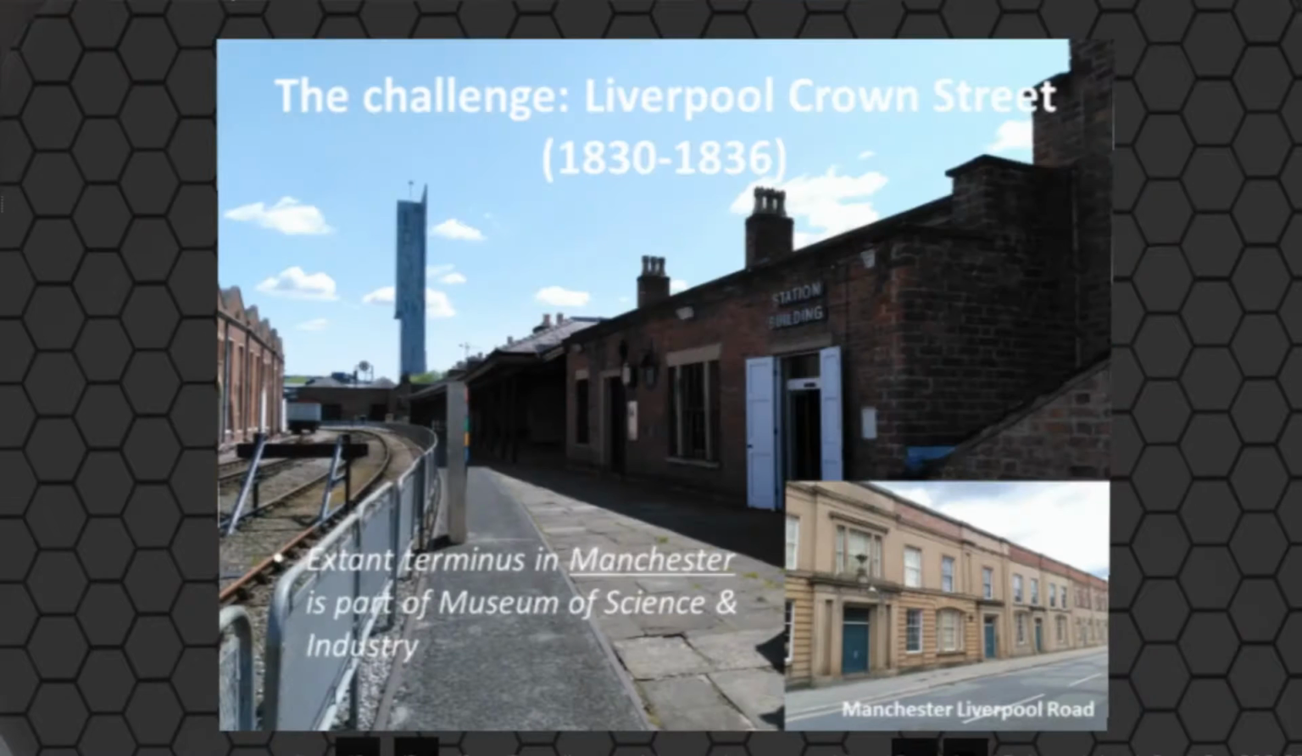There are no existing buildings at Crown Street, but if you go to Manchester, you can find the old terminus there as part of a museum of science and industry. You can see a nice little Georgian building at the bottom right there, and if you go in there and you climb the stairs, you can get to the platform level, and you can see that's a fairly red brick.